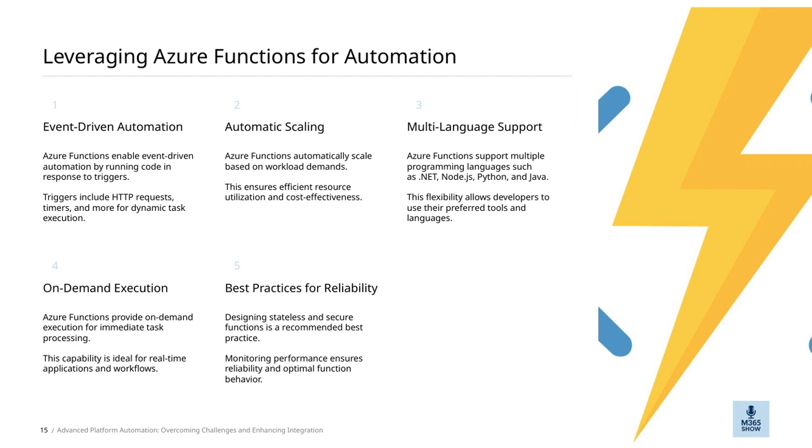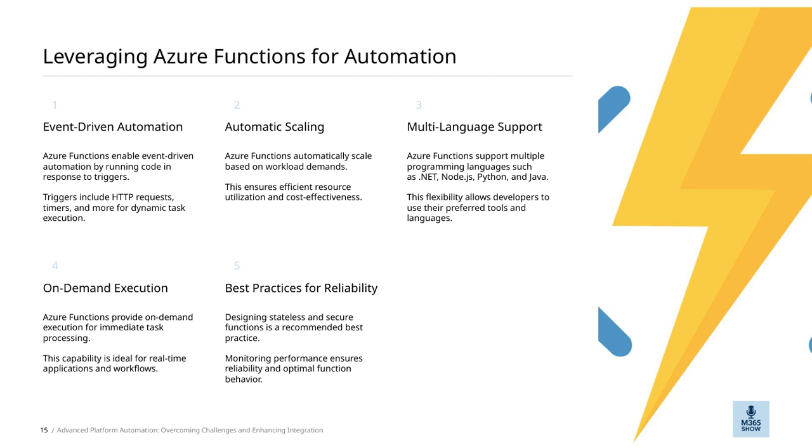Another strength is multi-language support. Azure functions support several programming languages such as .NET, Node.js, Python, and Java. This flexibility allows our development teams to work with their preferred tools and languages, boosting productivity and ease of development. Automatic scaling is another powerful feature. Azure functions can automatically adjust their capacity based on the workload demand. This ensures we use resources efficiently and keep costs in check, especially during peak times.